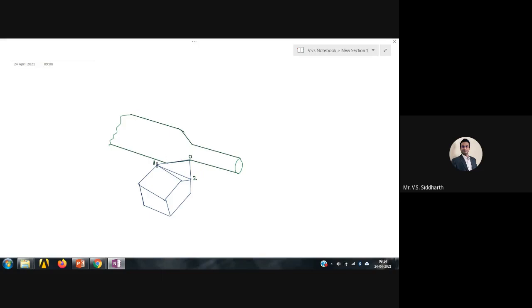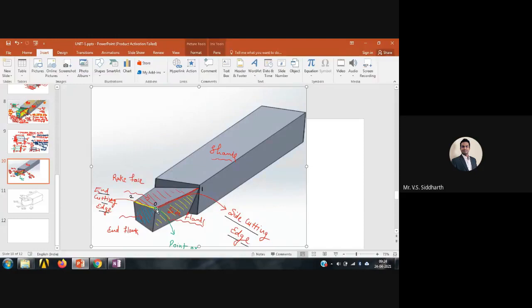Okay, Hemant, you see this diagram? You see this 01 and 02? 01 is the side cutting edge, 02 is the end cutting edge. Okay. The same diagram I will show you here.